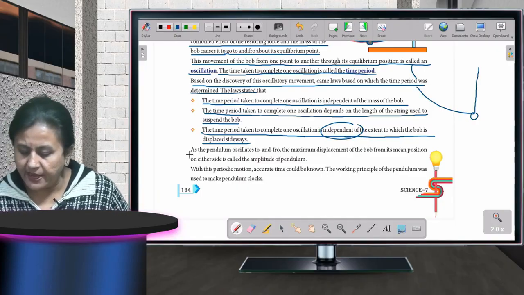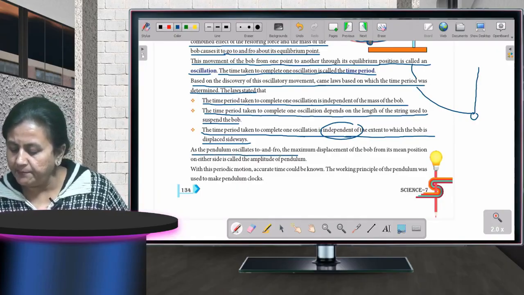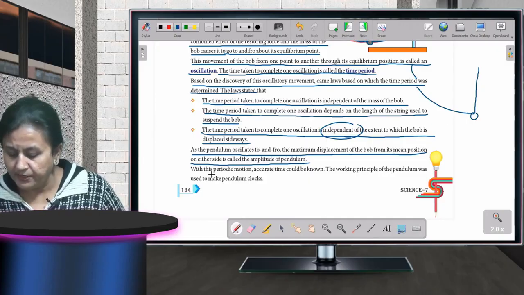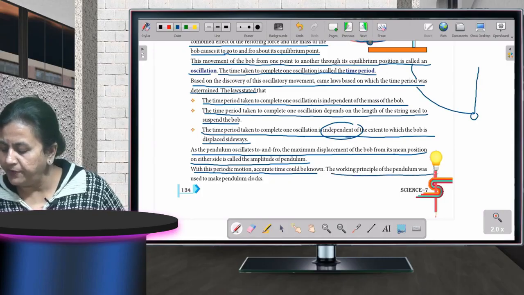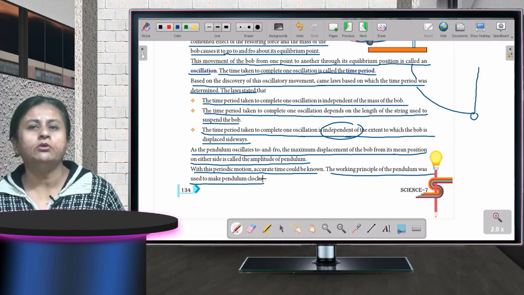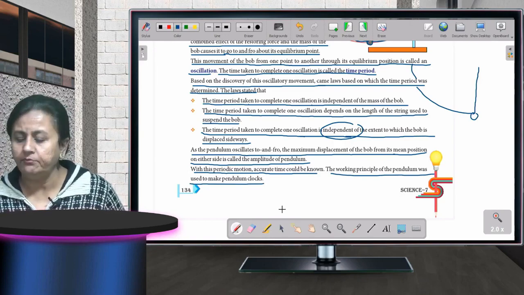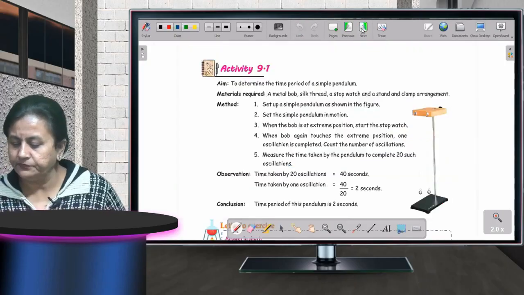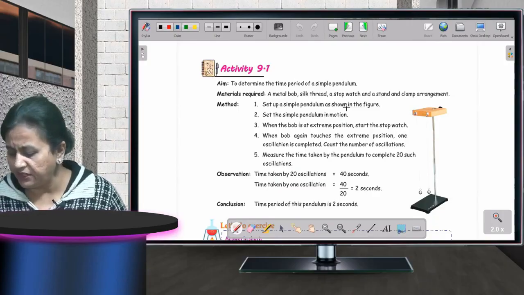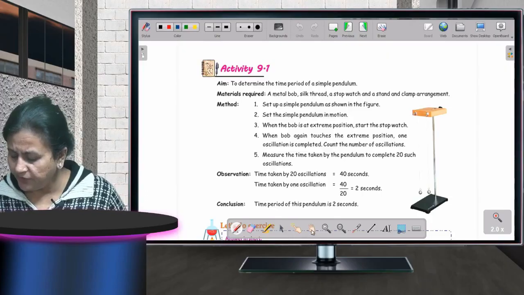Fine, children? So as the pendulum oscillates to and fro, the maximum displacement of the bob from its mean position on either side is called the amplitude of the pendulum. Okay? With this periodic motion, accurate time could be known. The working principle of the pendulum was used to make pendulum clocks. With this principle only came the existence of pendulum clocks. Fine. Now, the next one. This is very simple to determine the time. This is an activity which you can go read on your own, and there is nothing much to explain in this. Okay. So, you can just go through it.